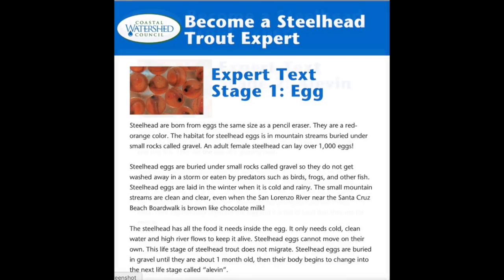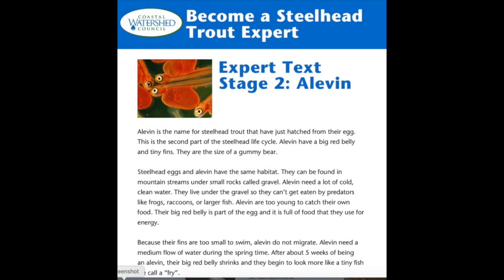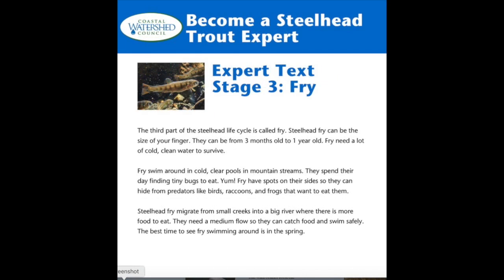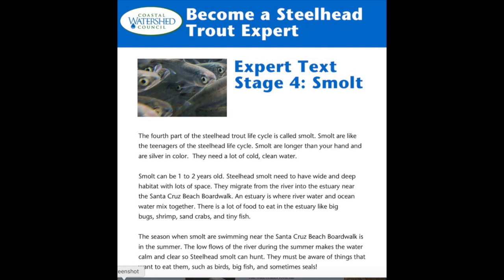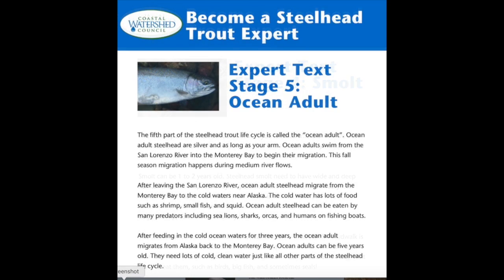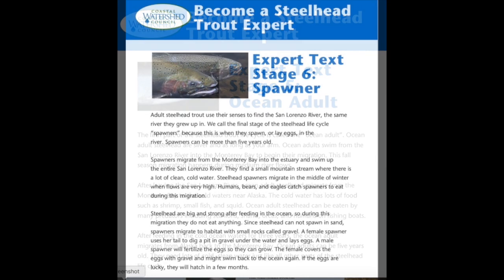So expert text, stage 1, egg, second stage, alevin, third stage, fry, fourth stage, smolt, fifth stage, adult, and sixth stage, spawner.